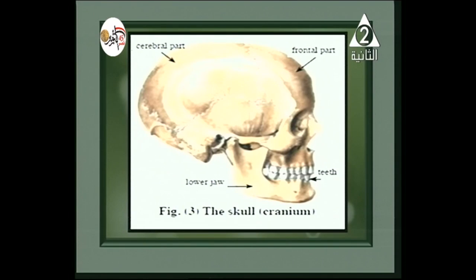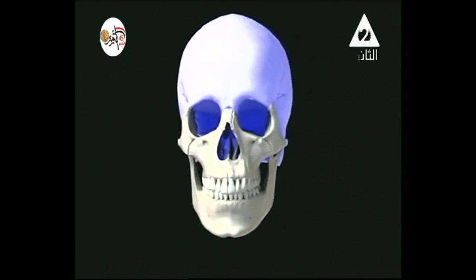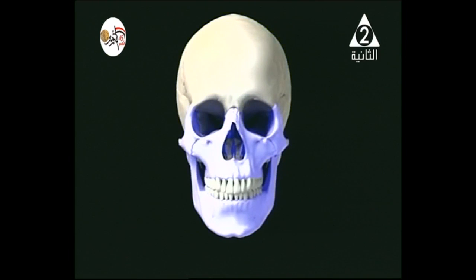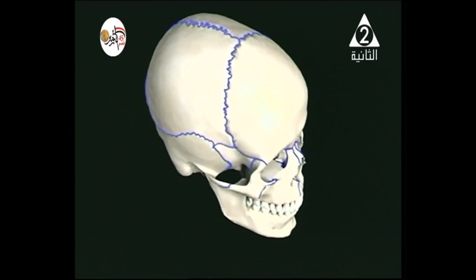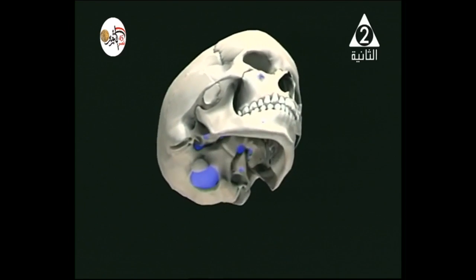Let's show that. As we said, the skull consists of 2 main parts, the cranium and the facial part. The cranium or posterior part includes 8 serrated bones. They are attached firmly together. And what you are seeing right now, yes, those are serrated bones.